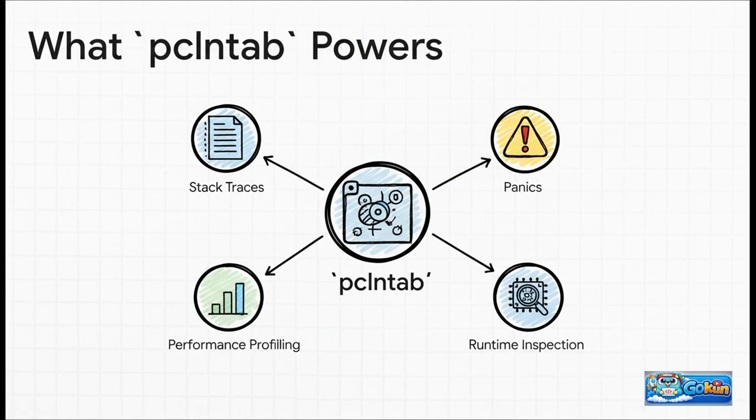So when is this map actually useful? Well, you know that super helpful stack trace you get when your program crashes? That's the PCLN tab at work. A panic that tells you exactly which line of code blew up? PCLN tab. That incredibly powerful pprof tool that lets you see exactly where your program is spending its time? You guessed it. It's all powered by the PCLN tab. It is the unsung hero of the Go developer experience for sure.